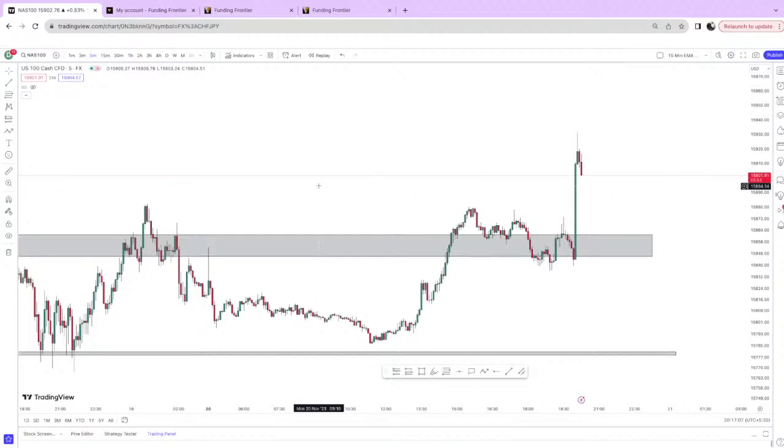With this NAS 100 trading, I'm trying a new thing. Earlier, at the start, I used to trade swing trades on the 4-hour time frame, like that, when I didn't know about these funded challenges.